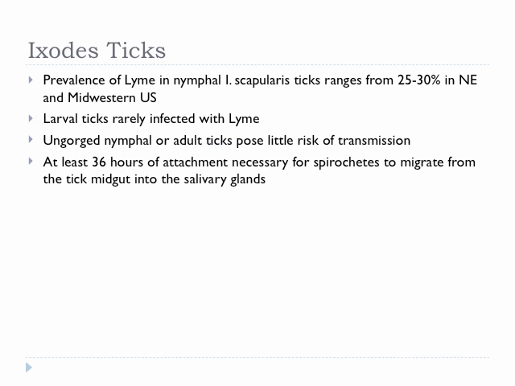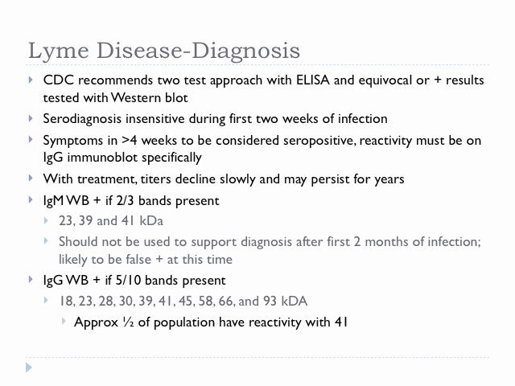Unengorged ticks do not transmit the infection, and at least 36 hours of attachment is necessary for the spirochetes to migrate from the tick midgut into the salivary glands. So for the diagnosis, the CDC recommends a two-tier approach. Usually you use the ELISA, and equivocal or positive test results are followed up with the Western blot.